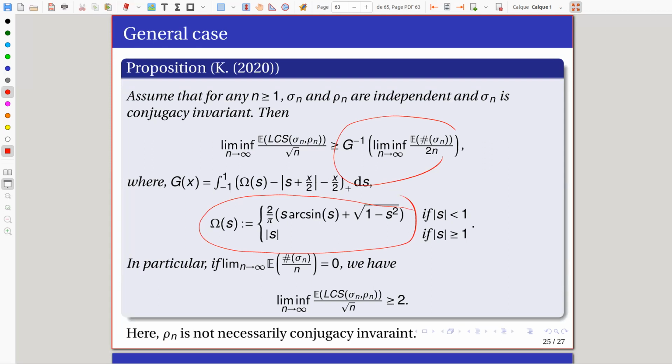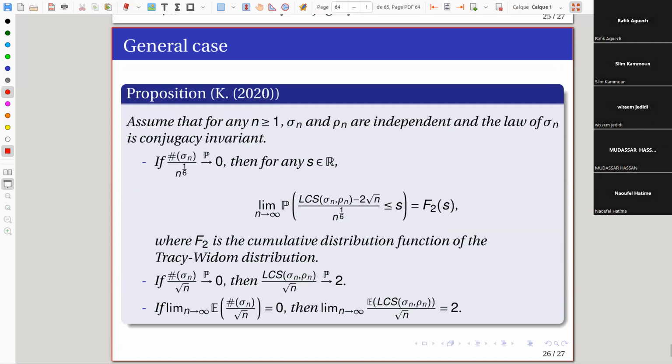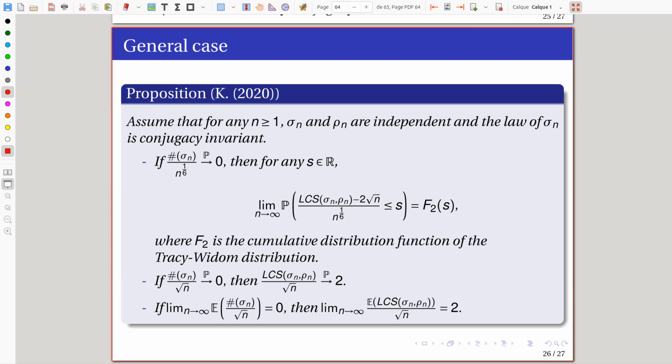This is to say that this bijection is really important even in the non-uniform case where we don't have exact control. One other aspect of the work that I showed you is that we can also see the fluctuations of the longest common subsequence of two permutations, IID permutations that are conjugacy invariant.